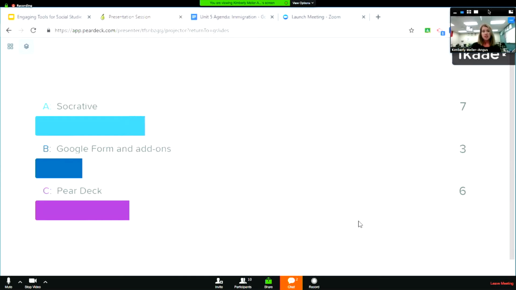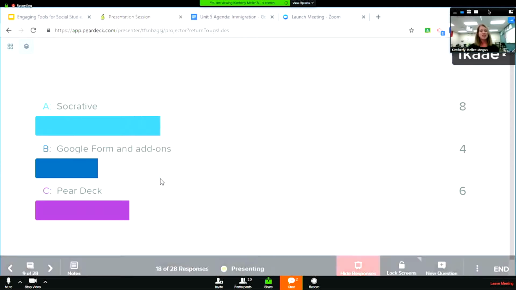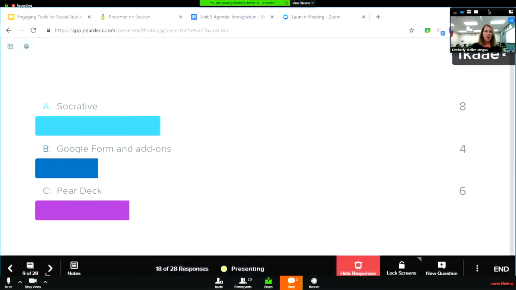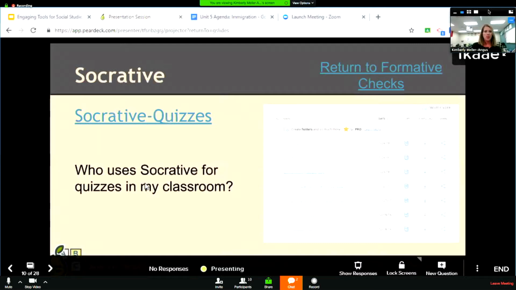As I'm looking, it looks like Socrative and Pear Deck are the big ones that we're going to go through. We do have some Google form. I will say my knowledge on Socrative, you're going to get a very quick overview, so I won't be there very long, but it's something worth playing with. All right, so we're going to start with Socrative and then head to Pear Deck.